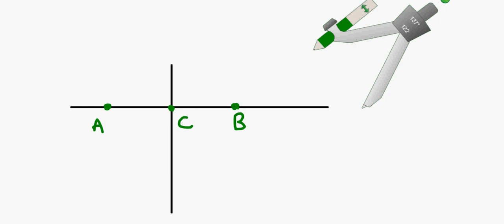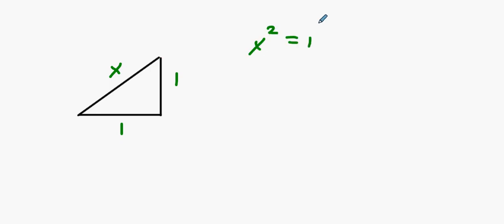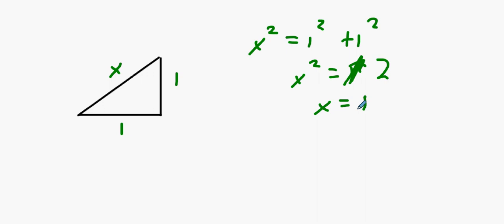Next thing I want you to understand is this. If I have a length of 1 and a length of 1, like so, it's not exact at the moment. What's the hypotenuse? Root 2, isn't it? X squared equals 1 squared plus 1 squared. X squared equals 2. X equals root 2. Root 2 is roughly 1.414 in your calculator. Everybody cool with that?